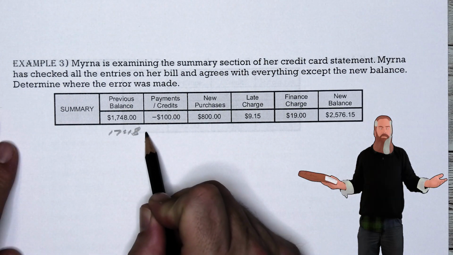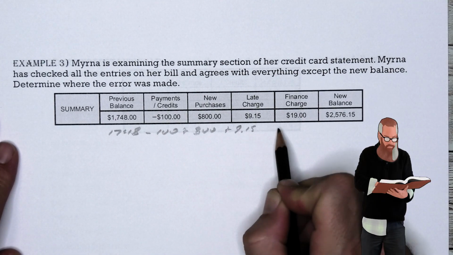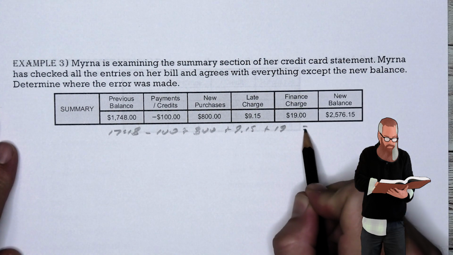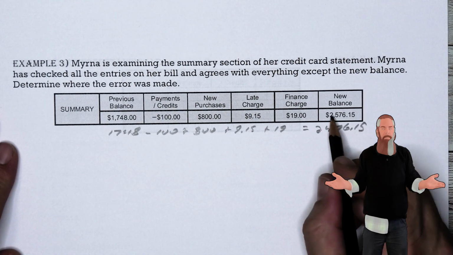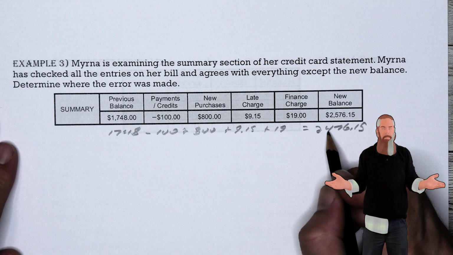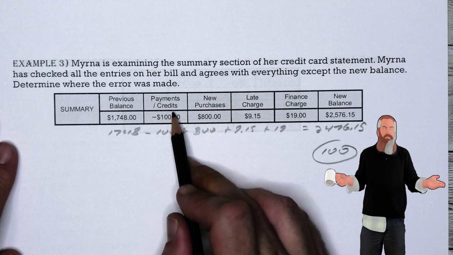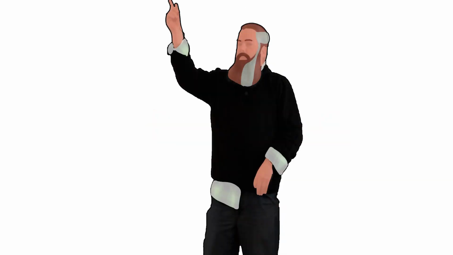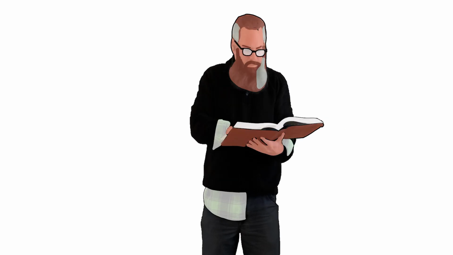$1,748. If we subtract 100, add 800, add $9.15, and add $19, what we actually get is $2,476.15. That means the difference between what they have and what should be there is $100. It would appear that they forgot to go ahead and add in her payments or credits. Under the Fair Credit Billing Act, Myrna must notify her creditor in writing within 60 days from this statement date on her bill.